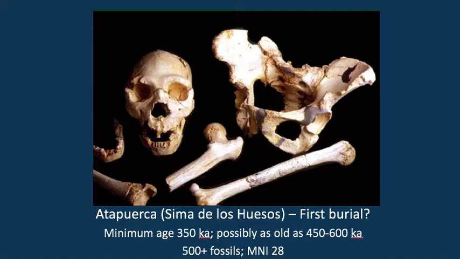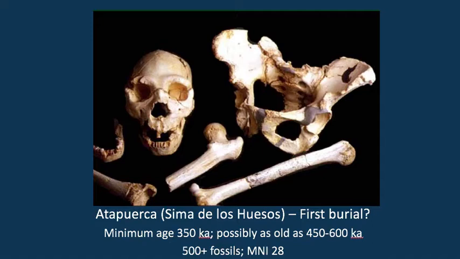Atapuerca is a site in Spain called Cima de los Huesos. It's in the Atapuerca Hills in Spain. This is an important site because it appears to possibly be the first intentional burial. So it dates a minimum of 350,000 years, and it's possibly as old as 600,000 years.